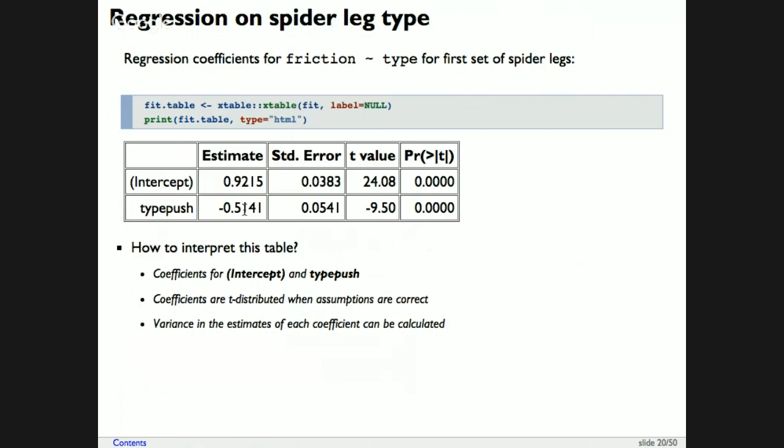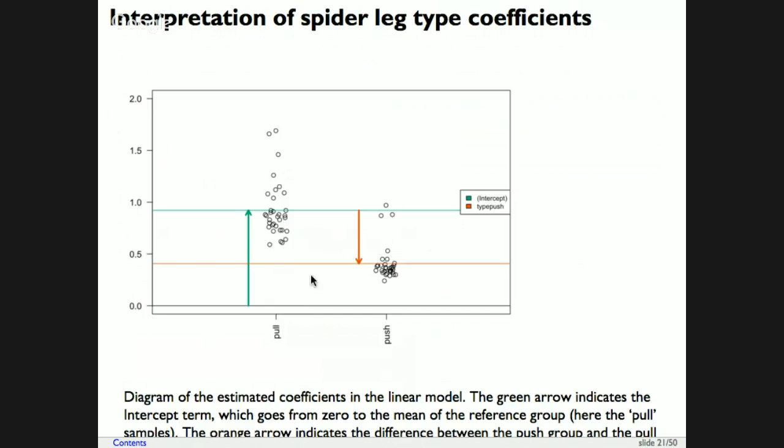And so we can see these two coefficients nicely in this figure. The first line here, this green, is the intercept term, that 0.92. And you can see that is the mean of the reference category, pull. So our coefficient is just the mean in the reference category. And then the type push coefficient tells you that you subtract 0.51 if they are pushing type legs.